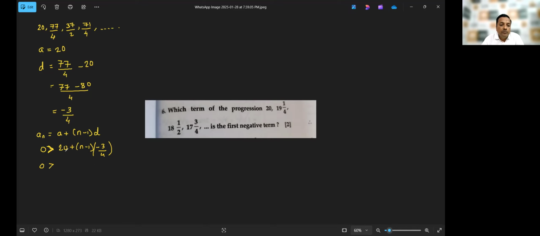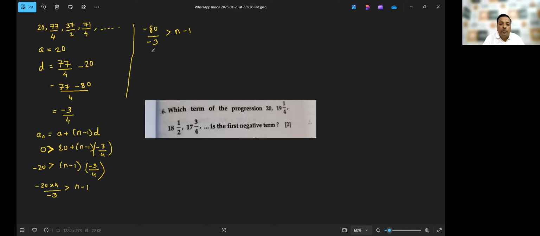What can we do first? First we have to shift 20 to that side. So that becomes minus 20. Okay, then n minus 1 and minus 3 by 4. Then what do we do? We shift 4. This one, minus 3 by 4, is multiplied on that side, so its reciprocal will be minus 20 into 4 upon minus 3. This one is n minus 1. So minus minus becomes plus, and your answer will be minus 80 upon minus 3, that is n minus 1.